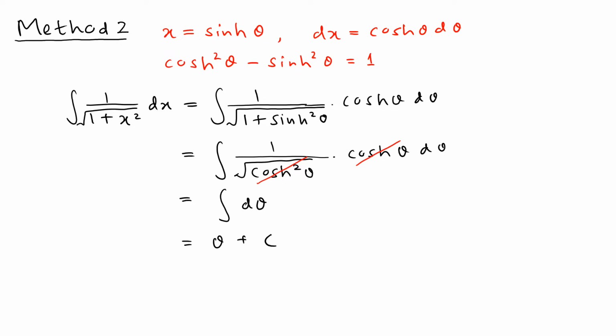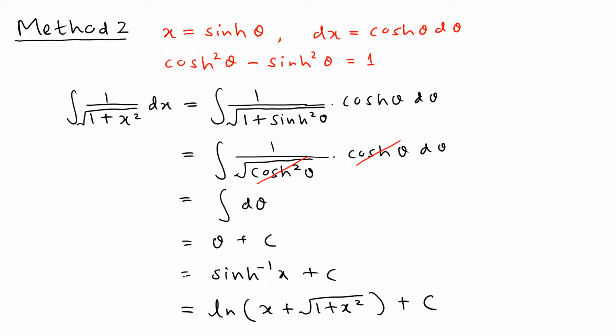So that's the most interesting one. Theta is found by taking the inverse, so you can write this as sinh inverse x plus c. Again, using the identity, we can write this as ln of x plus square root of 1 plus x squared. This is pretty much the last thing that we did in method 1. Again, this is true for all x, and this is how you use the hyperbolic sine substitution to do the problem.